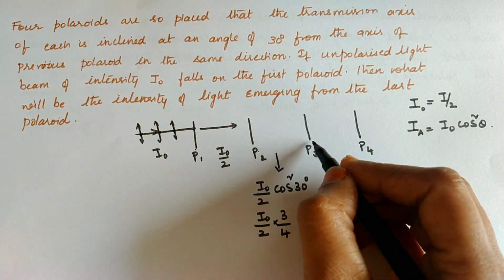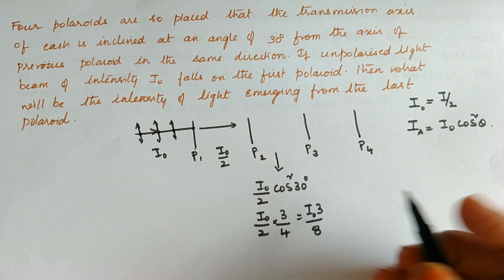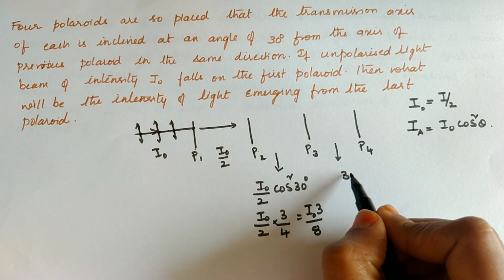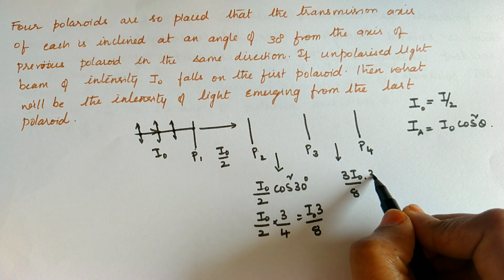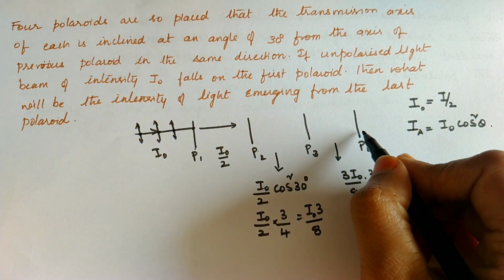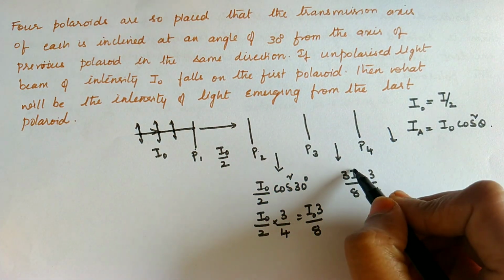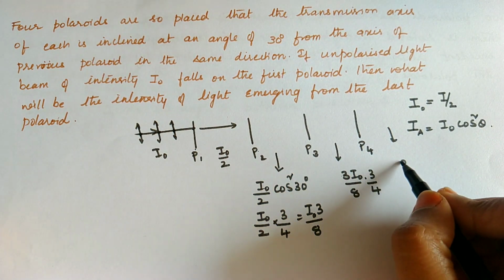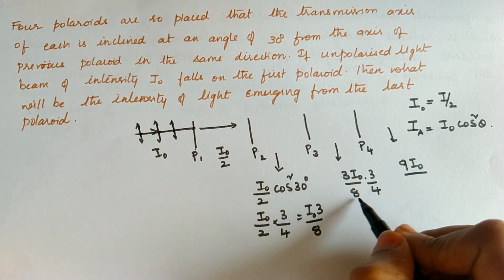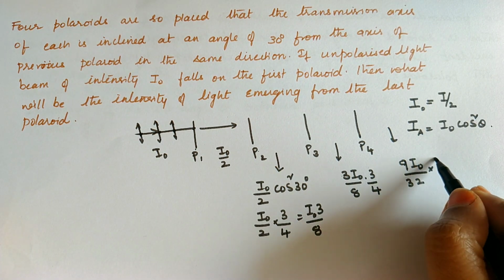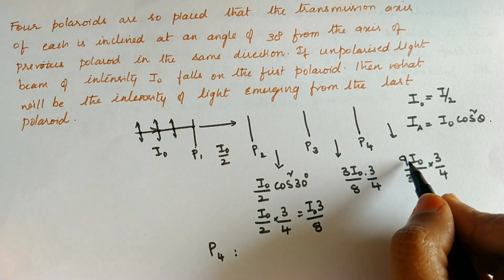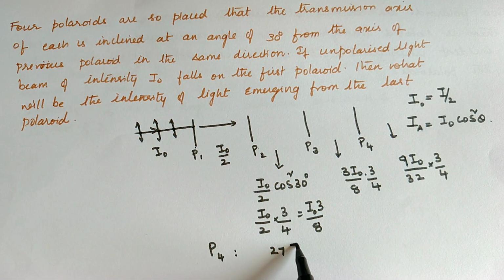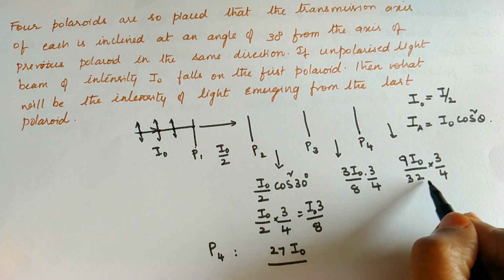Now P2 and P3 are also making an angle of 30 degrees in the same direction. So here emerging intensity will be 3 I naught by 8 into cos square 30. Again cos square 30, I'll write 3 by 4. Then from P4, this value into cos square 30. That is 9 I naught by 32 into 3 by 4. So what is the intensity emerging from P4? The intensity of light emerging from P4 is 9 times 3, 27 I naught by 32 into 4.